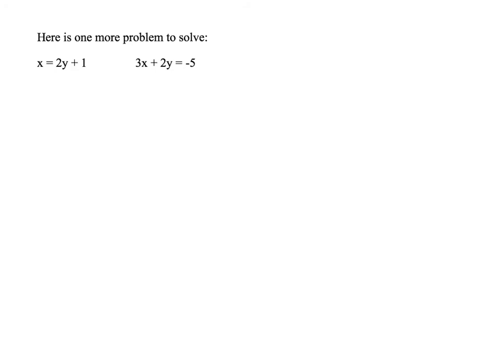Okay, hopefully you've had time to go through and solve this. If I were going to do the substitution method for this, I would certainly take a look at this very first equation that I have. I know that x is the same thing as 2y plus 1. So I'm going to put 2y plus 1 in for x in that second equation. And now the third equation I have is 3 times, in parentheses, 2y plus 1, plus 2y is equal to negative 5.